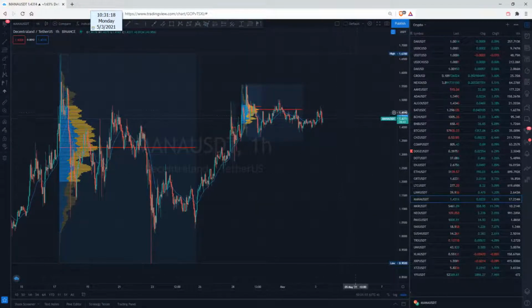Mana's a dumpster fire. They've got to break back above this $1.46. They can't. They might just need a little bit of a deeper pullback to the $1.31s. That could just be all they're waiting for.